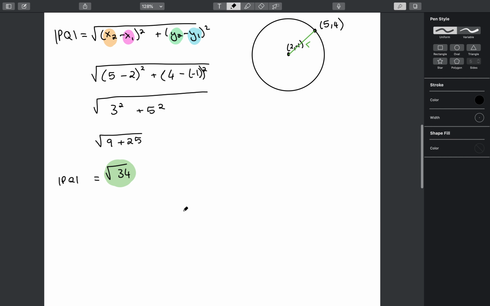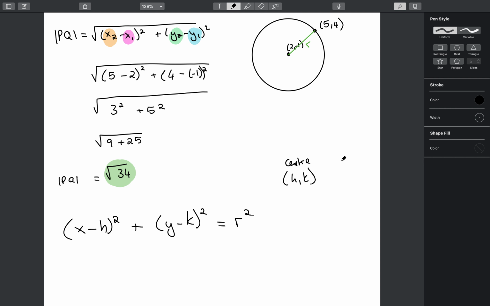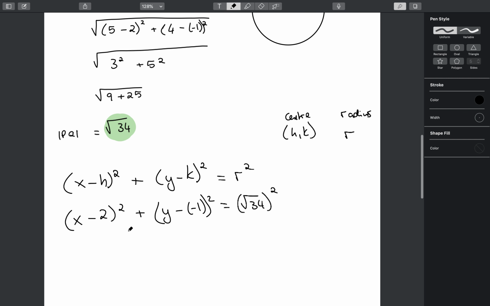What I need to do next then is I'm going to have my formula. So remember, the formula goes like this: x minus h squared plus y minus k squared is equal to r squared. And where does h and k come from? hk is our centre, always. And r is going to be our radius, which we just found. So we do know what the centre is. We know that the centre of that circle was 2, minus 1. So I'm now going to be able to put in x minus 2 squared plus y minus minus 1 squared is equal to r squared, which is going to be the square root of 34 squared. Tidying that up for ourselves, x minus 2 squared plus y minus 1 becomes a plus squared is equal to 34. And that's what we have there.